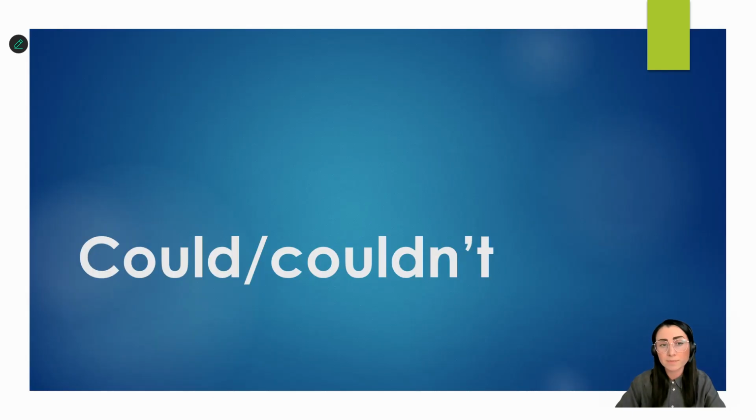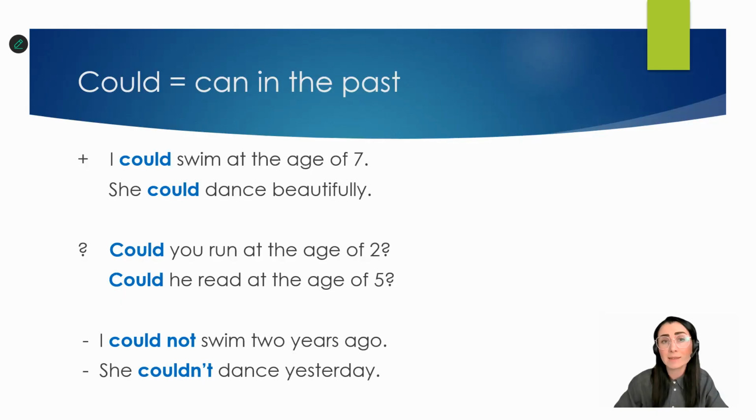Could and couldn't. Could is can in the past. I could swim at the age of 7. She could dance beautifully. Could you run at the age of 2? Could he read at the age of 5? I could not swim 2 years ago. She couldn't dance yesterday.